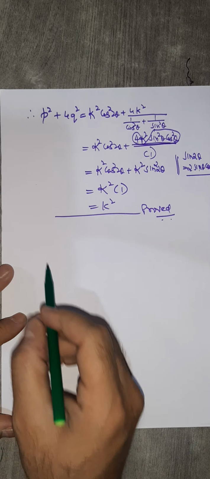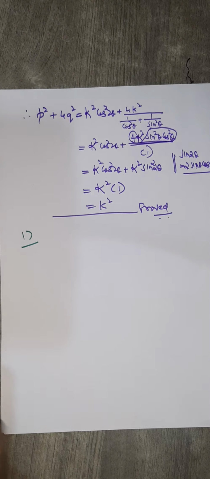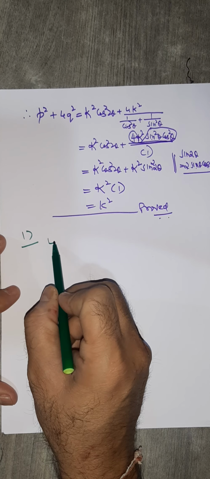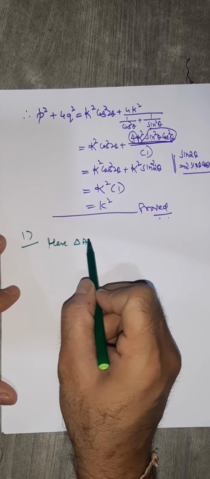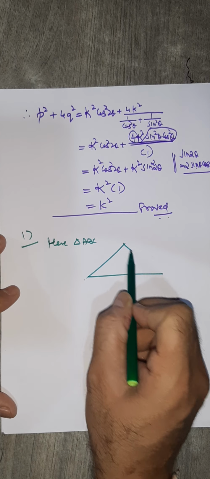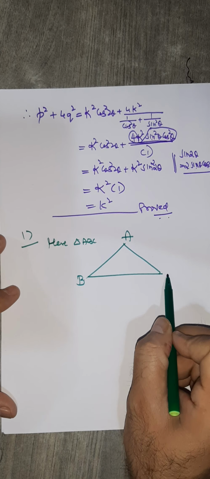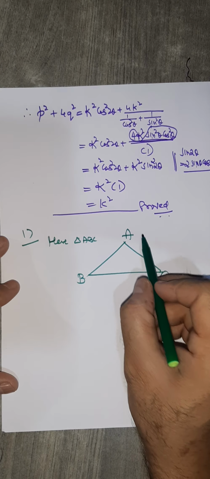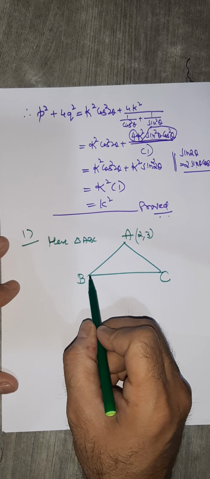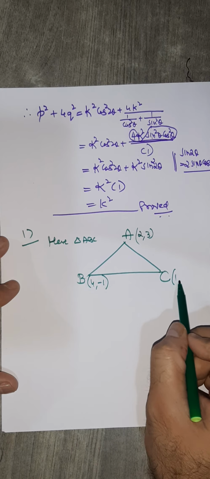Okay, next question number 17. We had earlier one question which was just similar to this, but this is about altitude. That question was, I suppose, about median. Yes, that question was about median in the earlier exercises, but here this is about altitude. You are given a triangle ABC. A, B and C coordinates you are given. This is 2, 3 here. Then this is 4, minus 1 and this is 1, 2.